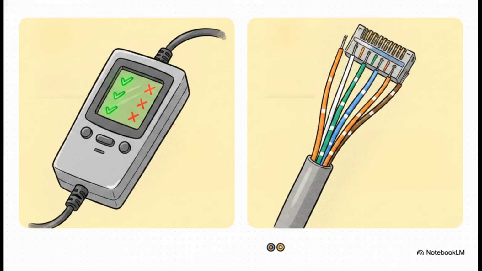No pressure, right? To survive this, you need to anchor the T568B standard into your brain. Just drill this color sequence: white-orange, orange, white-green, blue, white-blue, green, white-brown, brown.